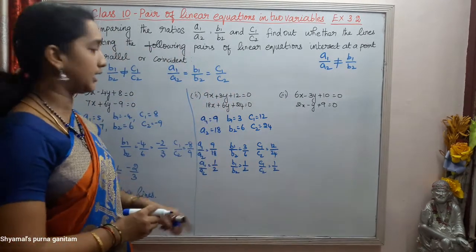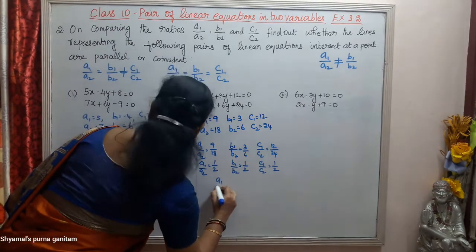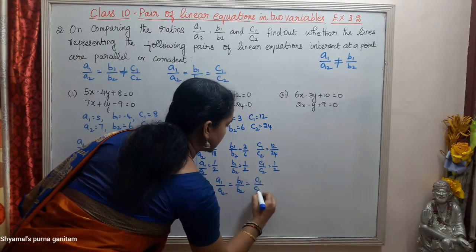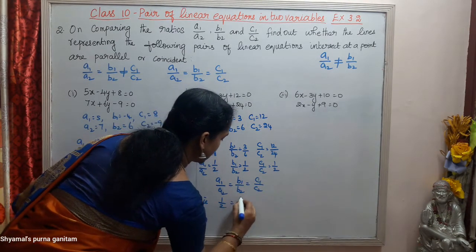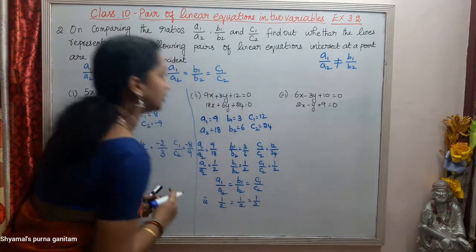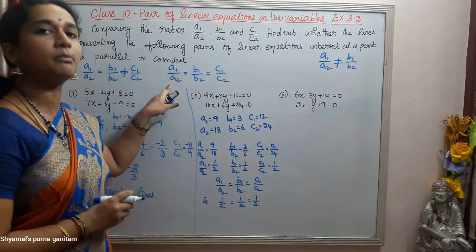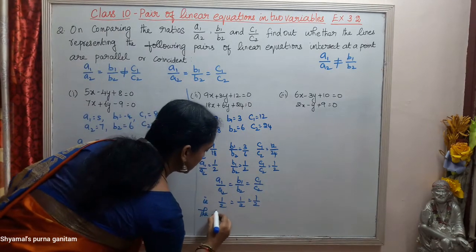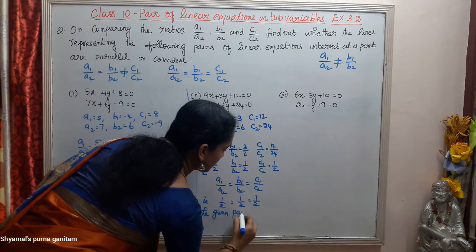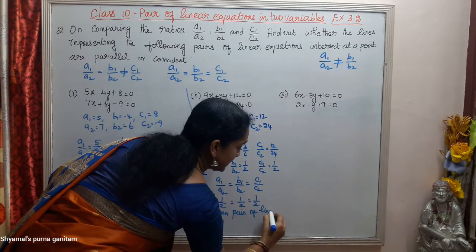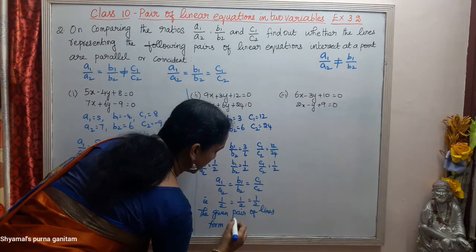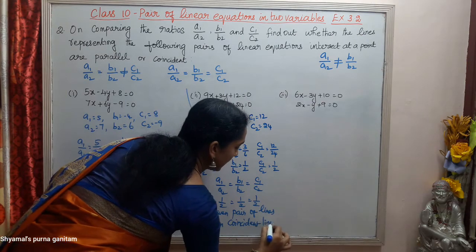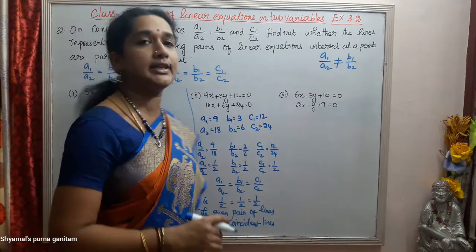So all the three are equal: A1 by A2 equal to B1 by B2 equal to C1 by C2, that is 1 by 2 is equal to 1 by 2 is equal to 1 by 2. If all are equal, they form coincident lines. The given pair of lines form coincident lines.